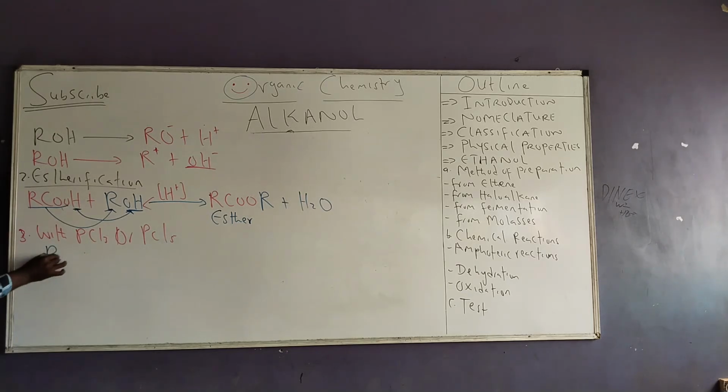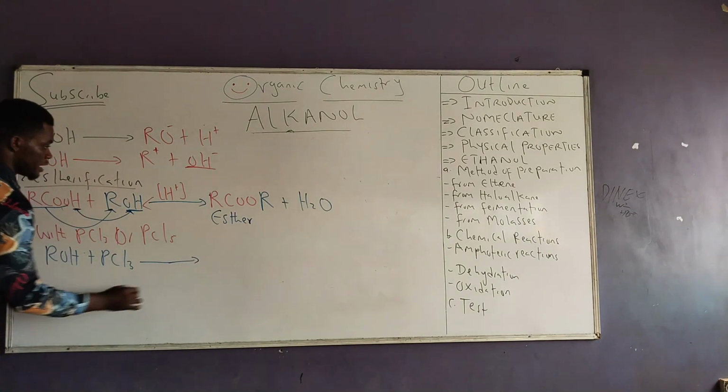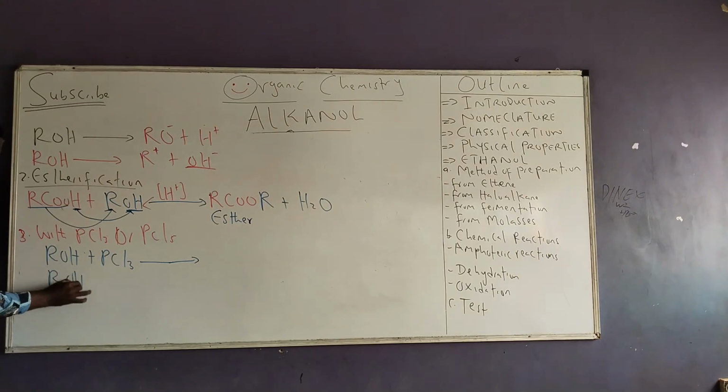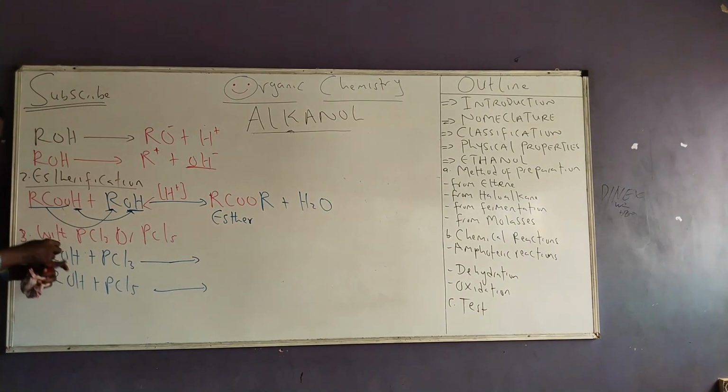This is ROH plus PCl3. What do I form in this reaction? This is ROH plus PCl5. What do I form in this reaction? Very simple. In this case, the alkanol will be giving away this OH.